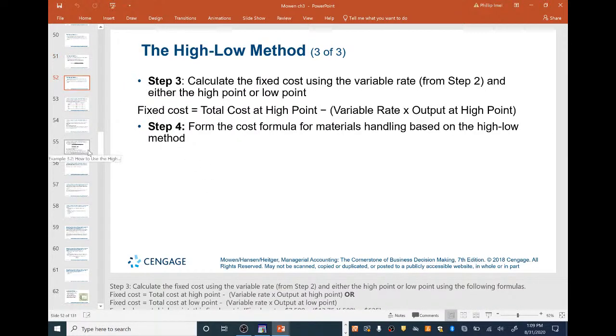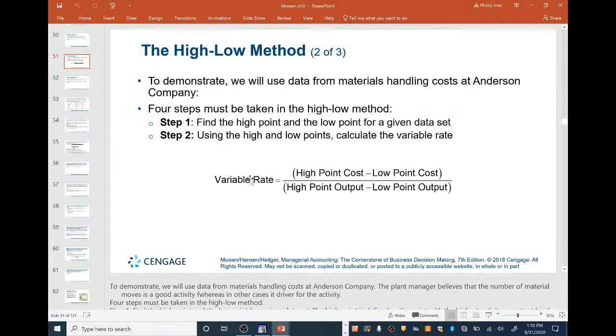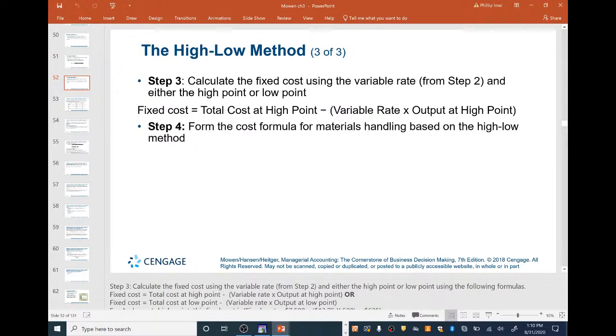The third step, we want to calculate the fixed cost using the variable rate from step 2 and either the high point or the low point. So once again, we want to find this fixed cost using one of these 2 points, right? So the variable rate, from steps 1 and 2, is the one that you find by using this formula: the high point cost minus low point cost is your numerator, the denominator is high point output minus low point output. Once again, that's the variable rate. That's going to be used for step 3.